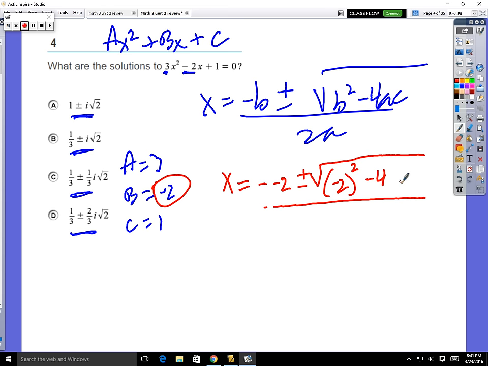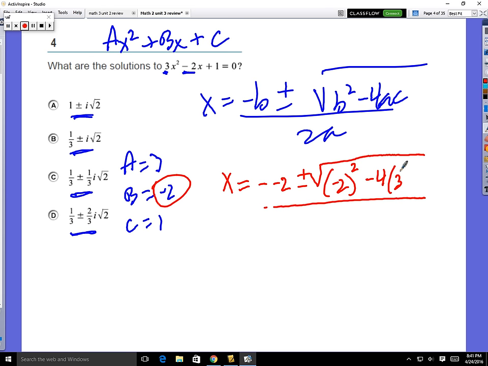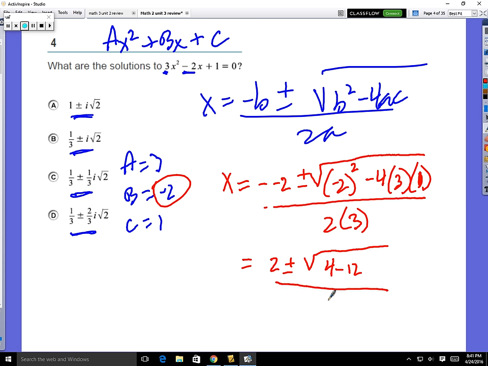4 times a is 3, times c is 1, all divided by 2 times a, 2 times 3. Okay, so if I simplify that, I have a positive 2 plus or minus the square root of 4 minus 12, all divided by 6. Okay, if I keep going, I got 2 plus or minus the square root of a negative 8, all divided by 6. Now, big red flag.